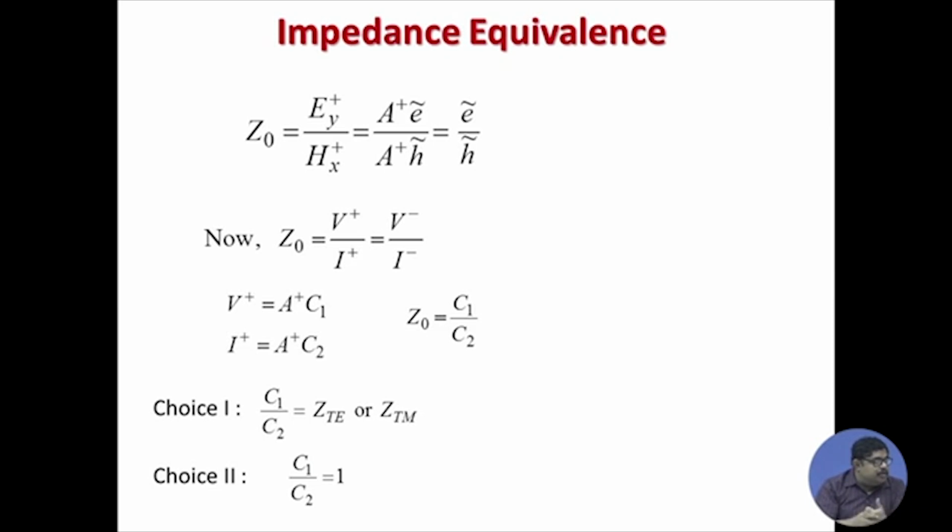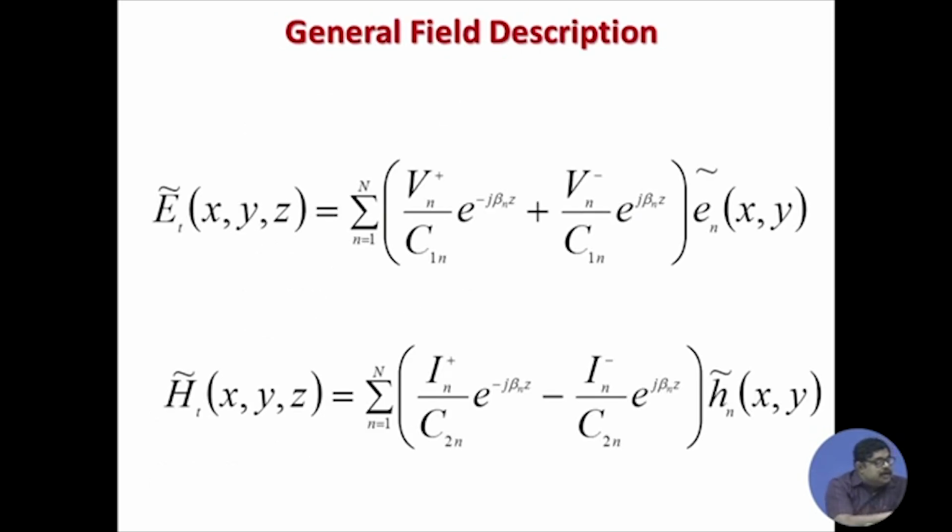Now, if we do that, again we said there are two choices, C1, C2 with ZT, in this case it is ZT because we are talking of T10, or you can make C1 by C2 equal to 1. We will solve problems later in the tutorial, we will take the second choice and show you can also take the first choice.